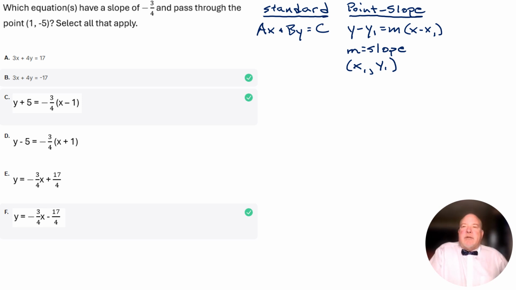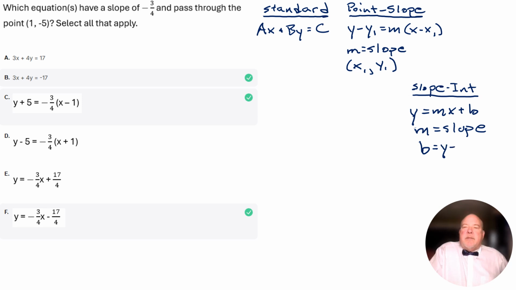And then the last one we have is slope intercept form. I'm just going to write int for intercept. It's y equals mx plus b, where m is the slope and b is the y-intercept. That's where the line crosses the y-axis. Okay, so let's start off by looking at A and B, and let's change those into slope-intercept form. So let's solve them for y so we can get some information out of them.